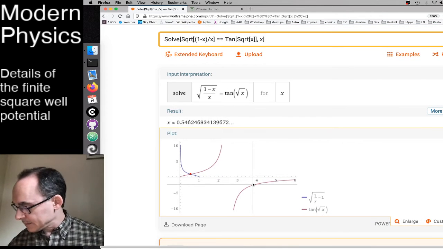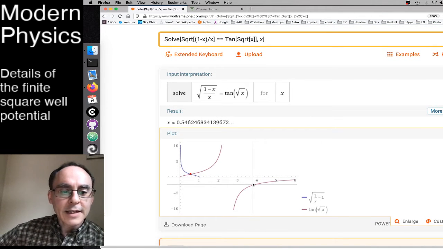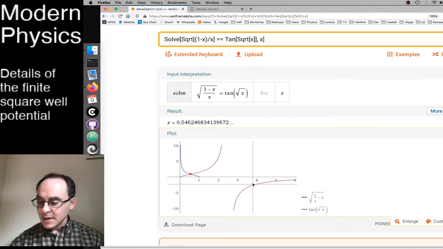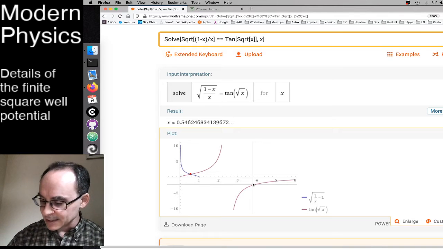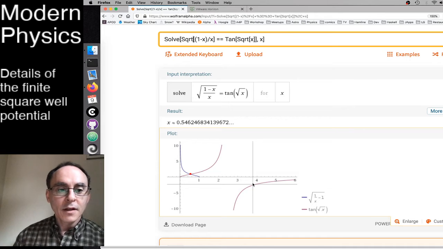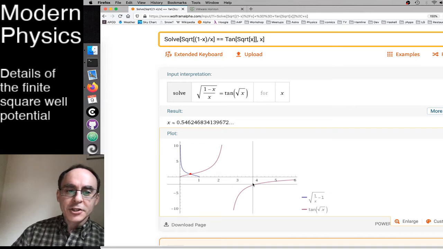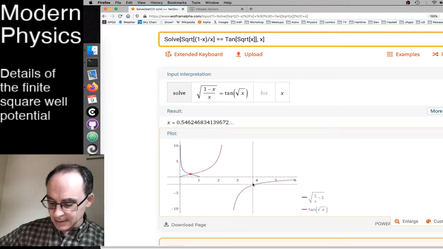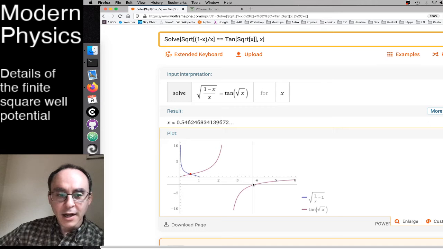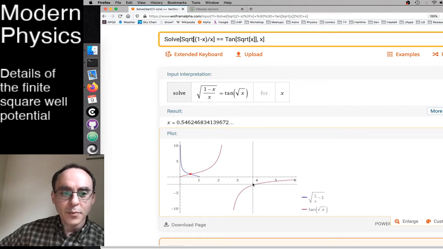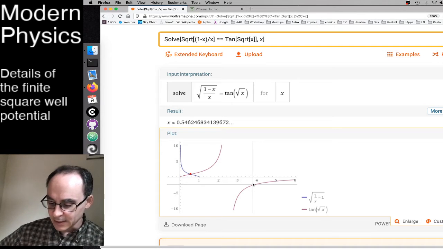What this means is that you notice there's only one place where these lines intersect. So for the symmetric case, at least, I haven't checked the anti-symmetric case. I get a slightly different set of equations for that. But for the symmetric solutions, there's only one. There's only one energy allowed. And that energy is basically 0.546 times V naught, because remember I set V naught equal to 1. So if E is 0.546 here, that just means compared to V naught is the relevant thing.